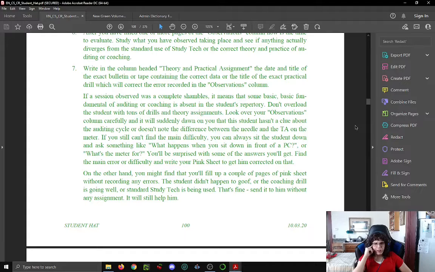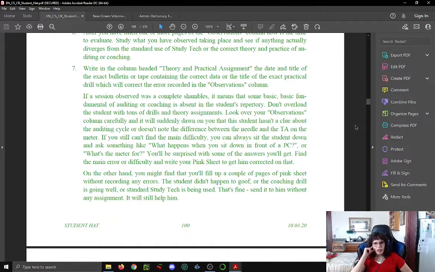Look over your observations column carefully, and it will suddenly dawn on you that this student hasn't a clue about the auditing cycle or doesn't know the difference between the needle and the TA on the meter. If you still can't find the main difficulty, you can always sit the student down and ask something like, what happens when you sit down in front of a PC? Or what's the meter for? You'll be surprised at some of the answers you'll get. Find the main error or difficulty and write your pink sheet to get him corrected on that.